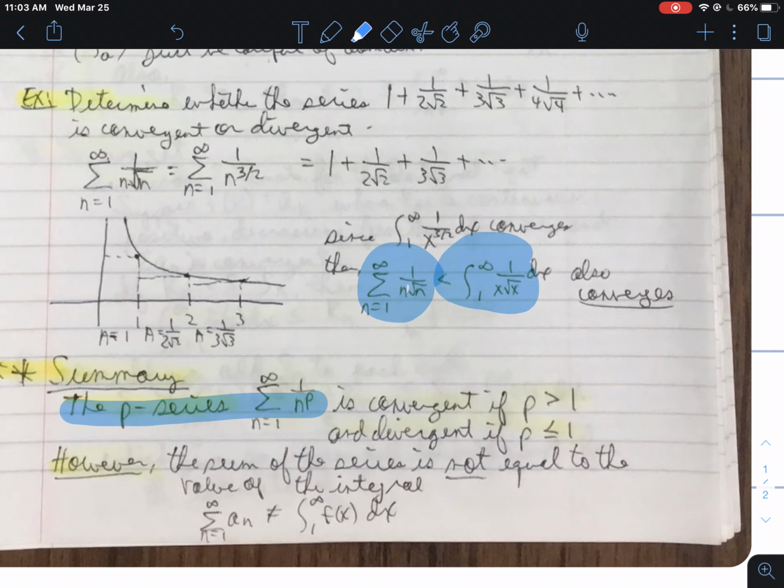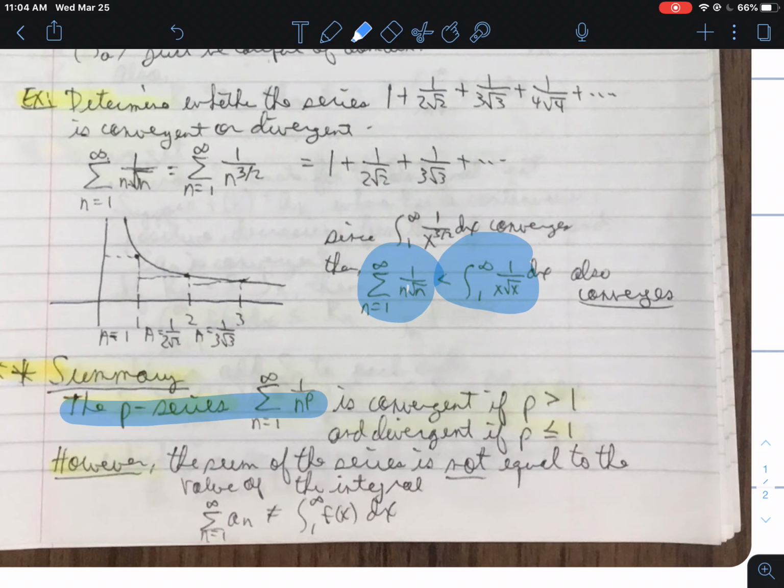Notice that when we talked about the harmonic series in the last section, 1 over n, that's a p series. It just happens to be a p series with p equal to 1. So the harmonic series is a p series. The p series is the more general form, but the harmonic series is just a type of p series. So we call these p series convergent if p is greater than 1, divergent if p is less than or equal to 1.